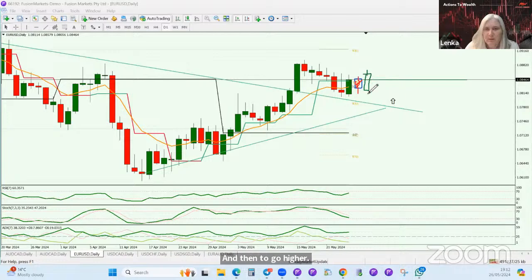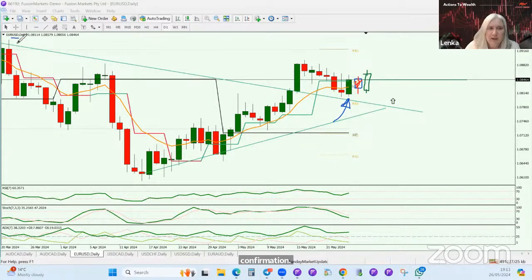Could be a reversal bar. We already have a bullish engulfing body. This bar is already a bullish engulfing body. So that is already a reversal pattern. But I'm looking for further confirmation on this.